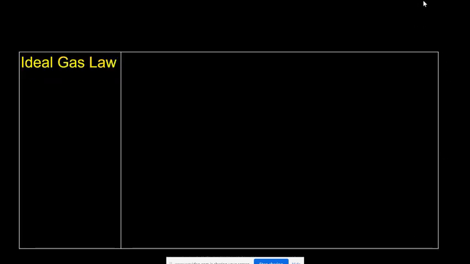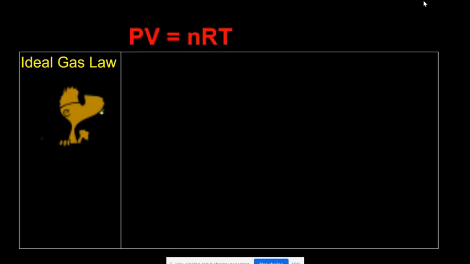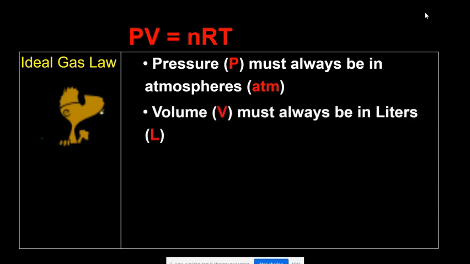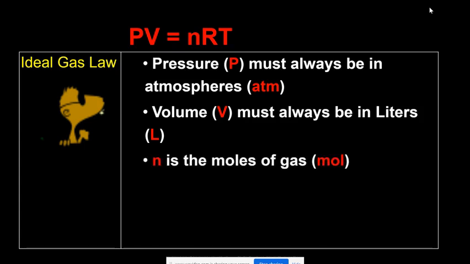So if we take a look at the ideal gas law, we're going to be looking at all of the different letters, the variables, P, V, R and T. The first is pressure, which must always be in ATM, and typically it is provided to you in that unit. The next one is volume, which must be in liters. Sometimes it's given to us in milliliters, and we need to convert by moving the decimal 3 places to the left. The next is N, which represents the number of moles of gas.